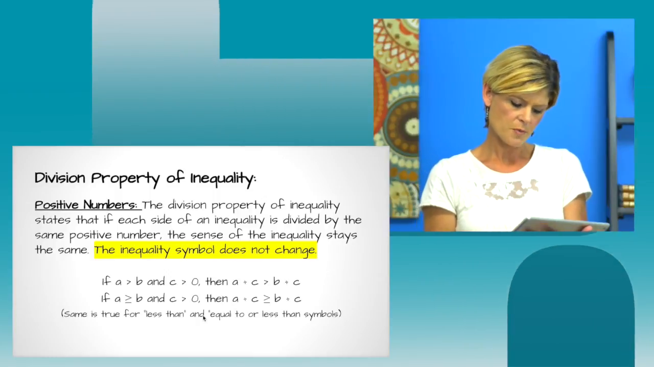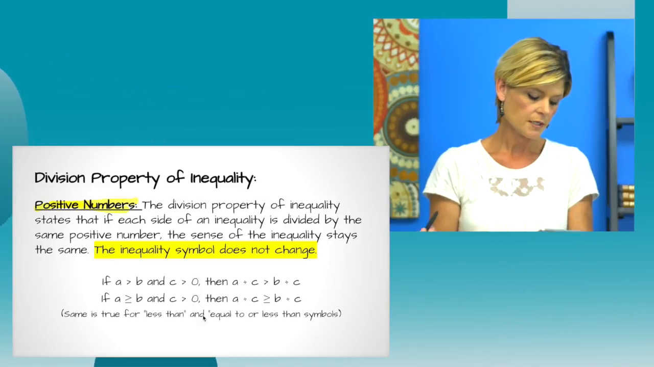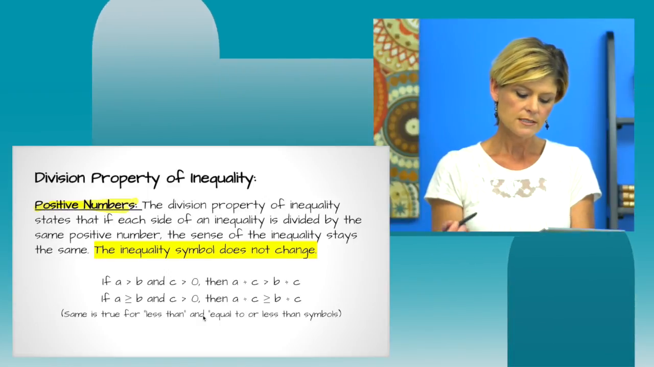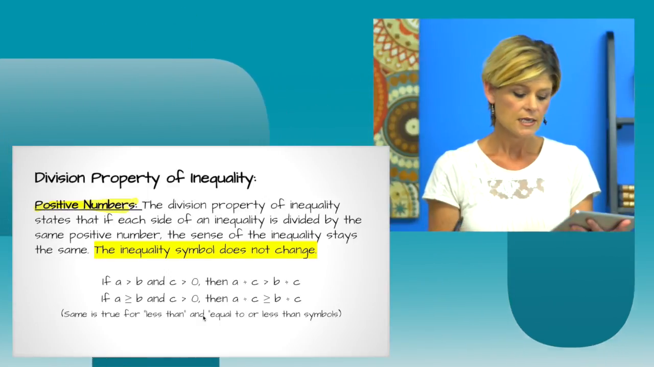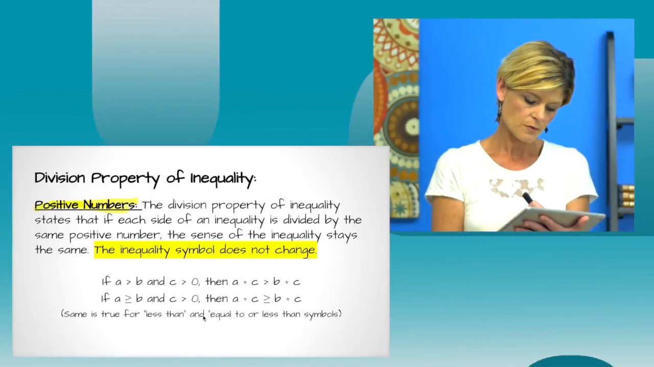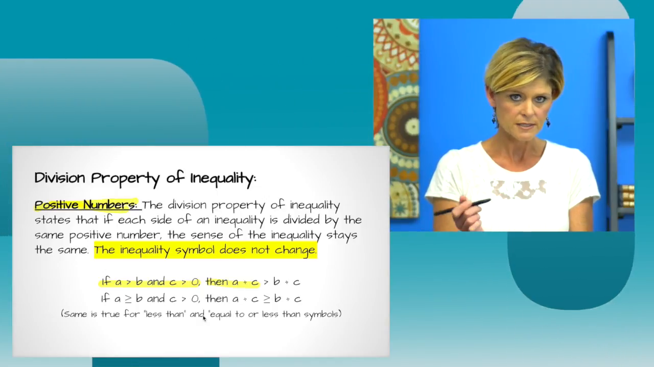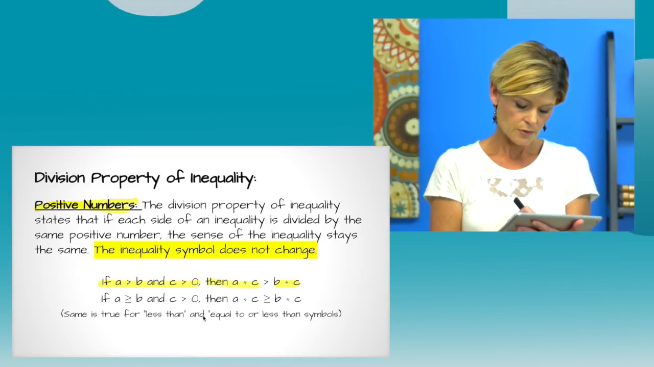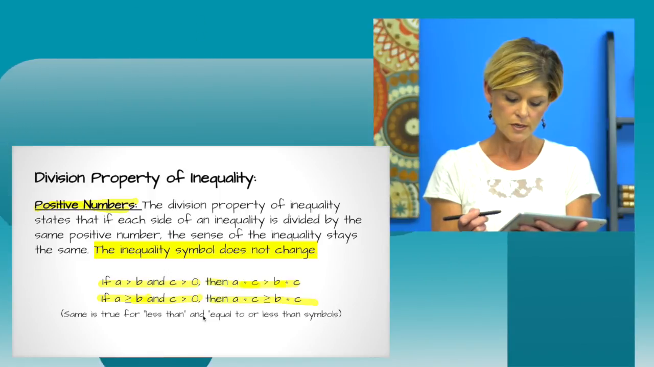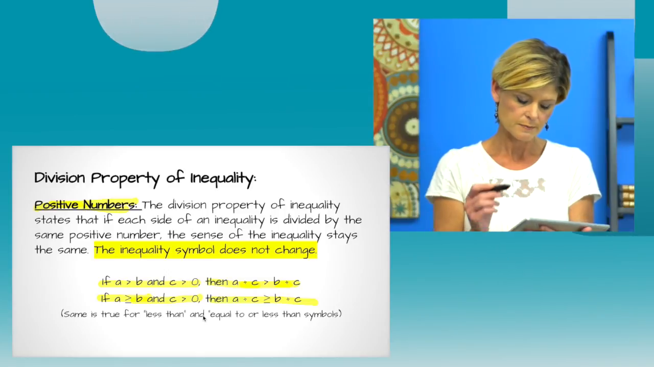Now let's talk about the division property of inequality, starting with positive numbers. The division property of inequality states that if each side of an inequality is divided by the same positive number, the sense of the inequality stays the same. That is, the inequality symbol does not change. So, written out, if A is greater than B and C is greater than 0, then A divided by C will be greater than B divided by C. And if A is greater than or equal to B and C is greater than 0, then A divided by C will still be greater than or equal to B divided by C. And the same is true for less than and less than or equal to signs.